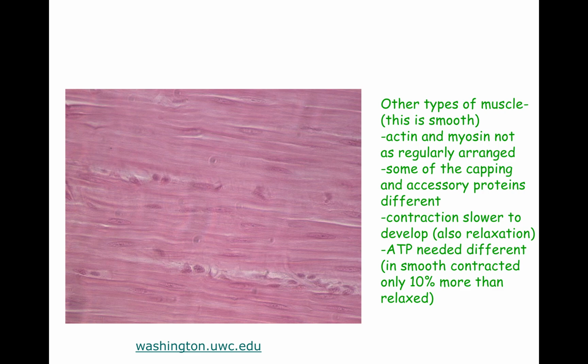Some of the capping and accessory proteins are different in smooth muscle, and contraction is not as fast, and relaxation is also not as fast. But a trade-off is that you can maintain a contracted state with not much energy, only about 10% more energy than the smooth muscle is using in the relaxed state.